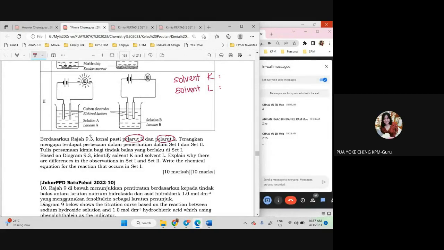Kalau you jumpa solvent ni dan you betul-betul tak tahu apa nak tulis, dua-dua tulis water. Kecuali you very confident, your luck hari itu mesti betul punya, so you tikam. Okay, sebab kalau you tikam, ada percentage yang you dapat kosong kan? Sebab you tak tahu. You main buat.